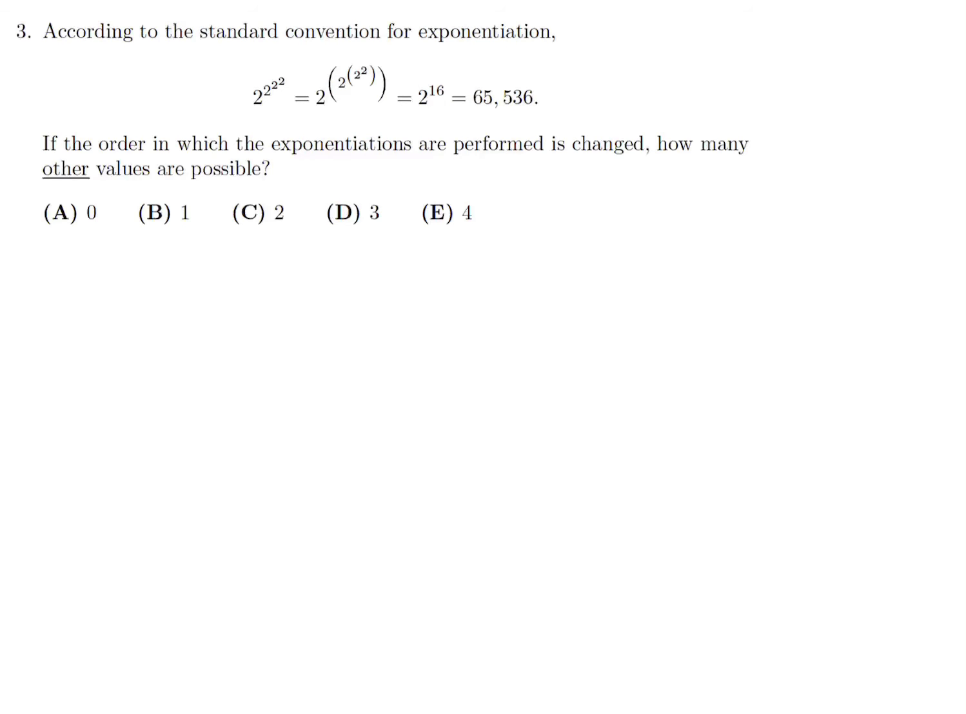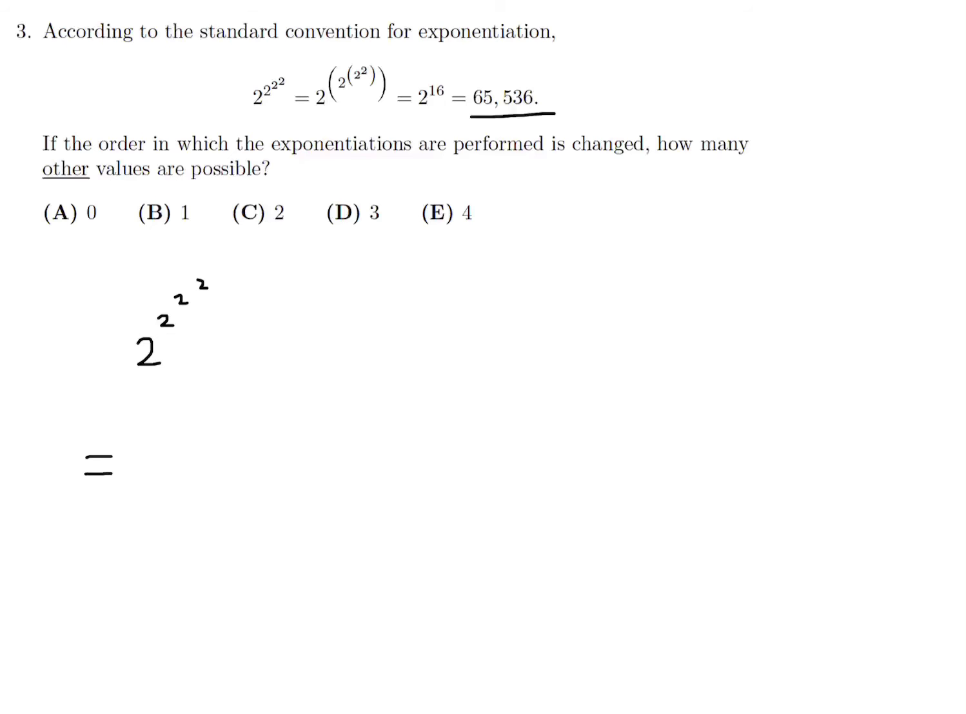According to the standard convention for exponentiation, 2 to the power of 2 to the power of 2 to the power of 2 equals 65,536. If the order in which the exponentiations are performed is changed, how many other values are possible? All right, let's see what we get. So we got 2, 2, 2, and 2.